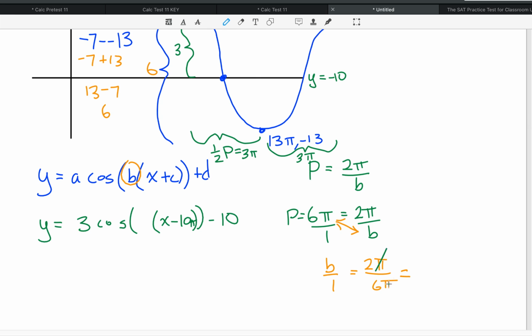The pi's and pi's do cancel out. 2 divided by 6 is 1 over 3. This number should be 1/3. But Mr. Sindel, you said that was a long way of doing it.